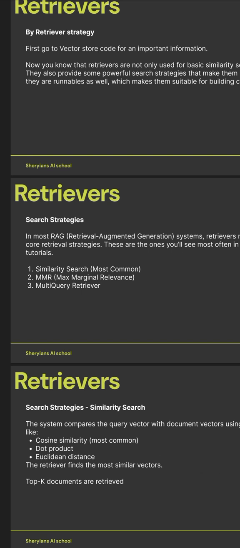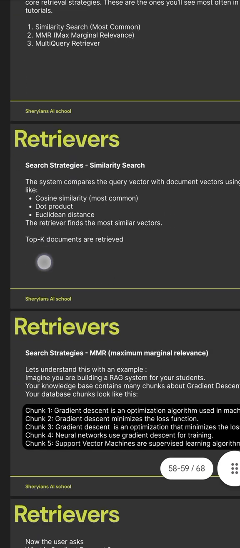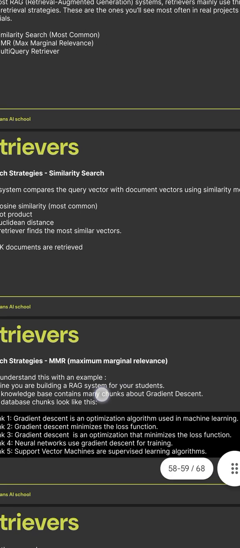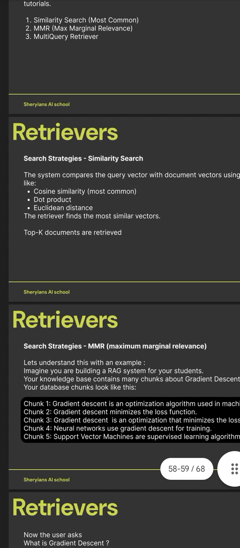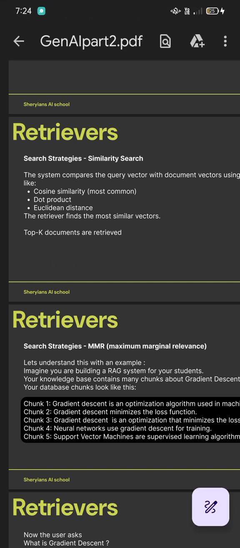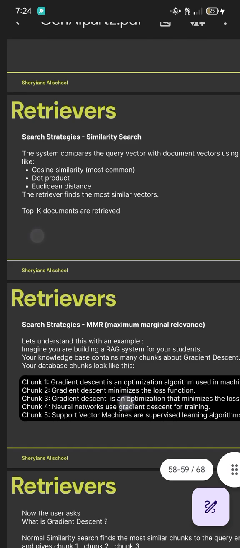Similarity search is the most common, then MMR (maximal marginal relevance), and the multi-query retriever. First, similarity search: the system compares the query vector with the document vectors using a similarity metric like cosine similarity or dot product. The retriever finds the most similar vectors, and the top documents are retrieved.